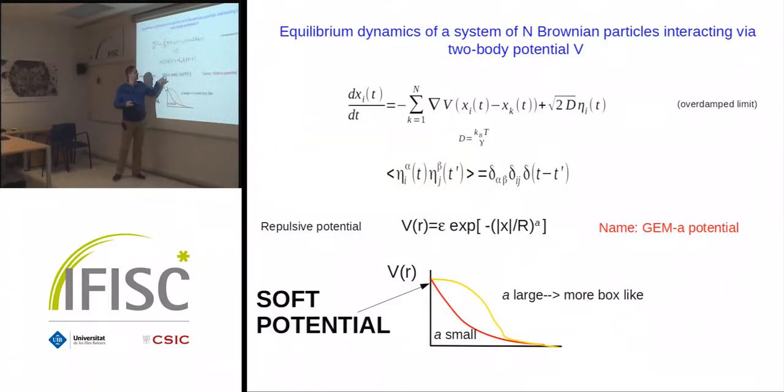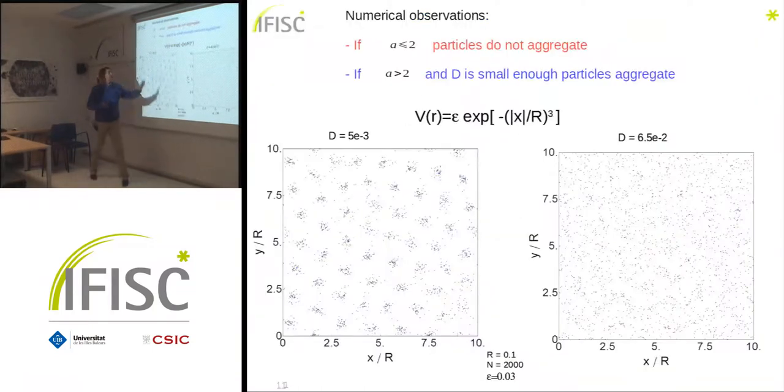Yes. Okay. What is different is the R. The R is the typical range of the potential. Epsilon is the typical energy scale of the potential. But what will be more important for this potential will be the exponent A. Okay? Well, first thing, numerical results. If A is smaller than 2, nothing more. Well, no aggregate, nothing.